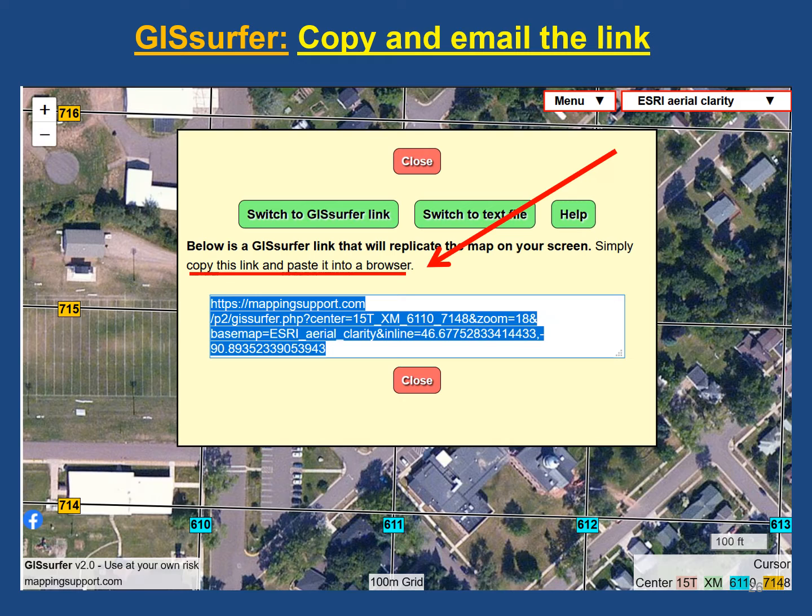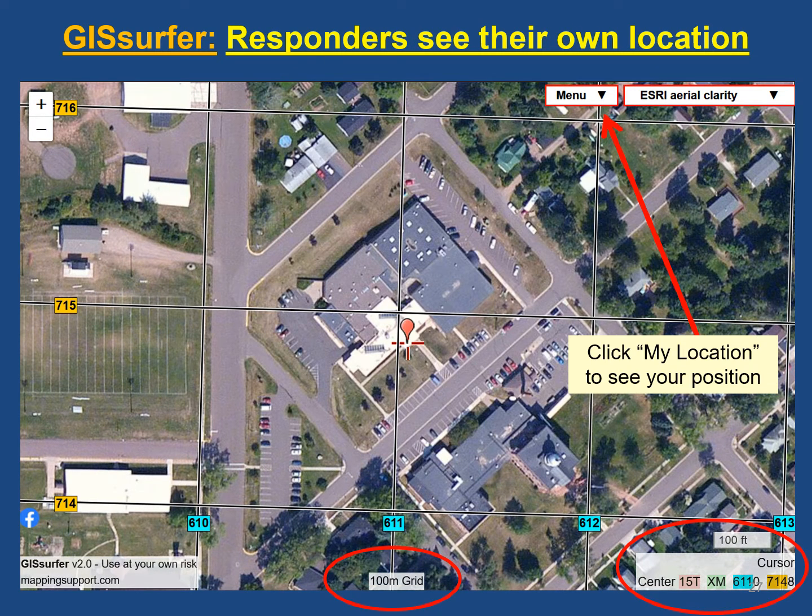Copy the link and email it to your responders in the field, and they will open the same view on their laptops or their phones. It will look just like yours did. You can see the scale on the bottom of the screen and coordinates on the lower right. You can click Menu, My Location, to see where you are on the same map in the field, and therefore you can see where you are and where you need to go.